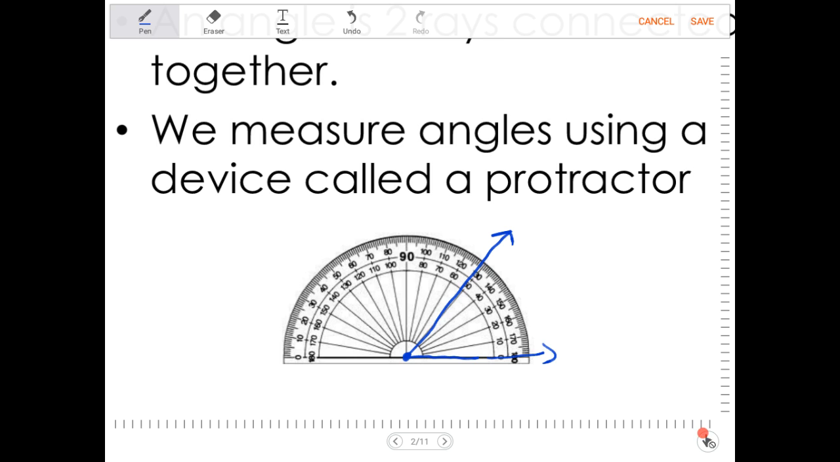What you do is you always put one ray of your angle along the zero line. That is your starting point. You wouldn't start at 180 right there. You put one ray along the zero line, and you measure up in that part of the protractor. So 0, 10, 20, 30, 40, it's a 50-degree angle.